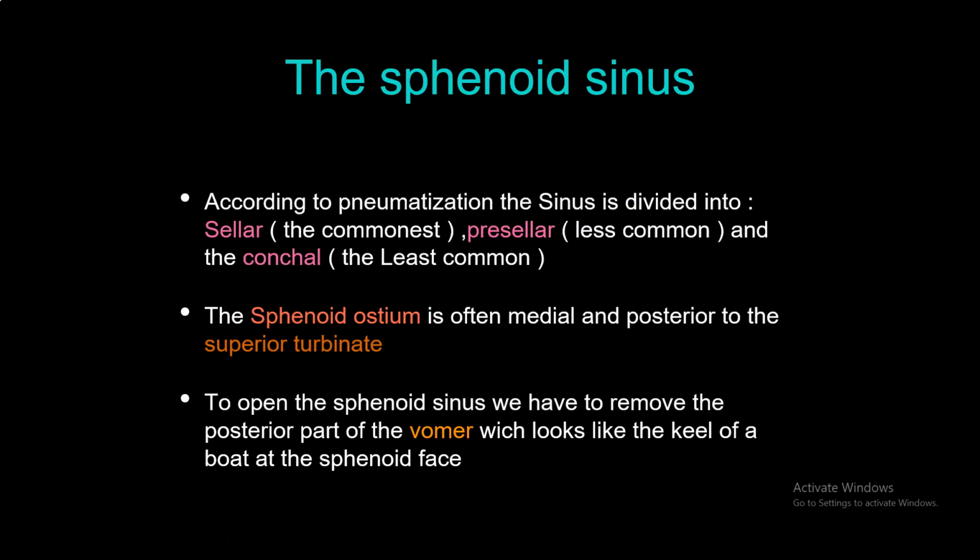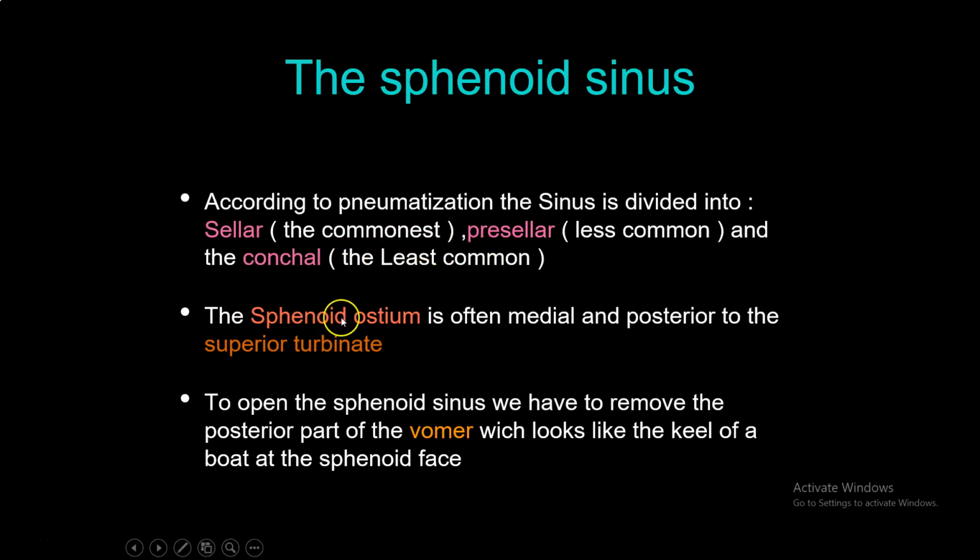According to pneumatization, the sphenoid sinus is divided into 3 types. So there are 3 main types: the sellar, the presellar, and the conchal. The sellar could be present in 85% of the cases, the presellar in 12% of the cases, and the conchal in 3% of the cases.